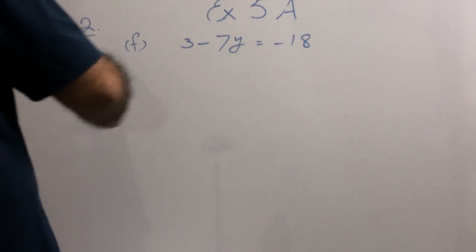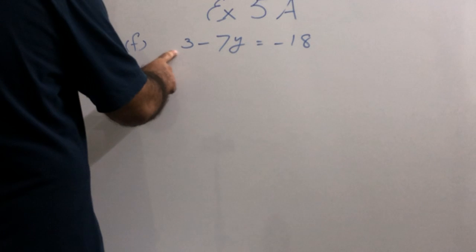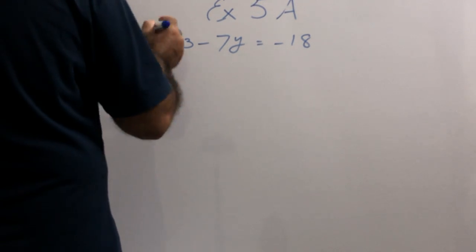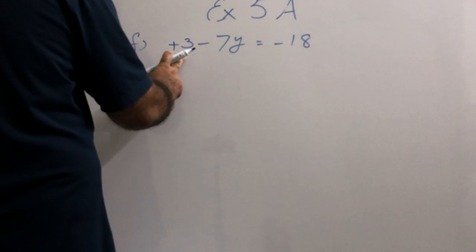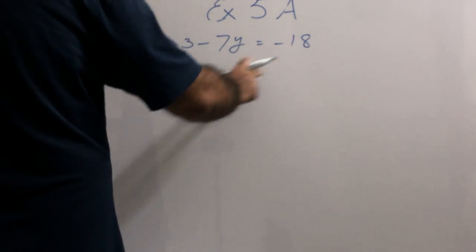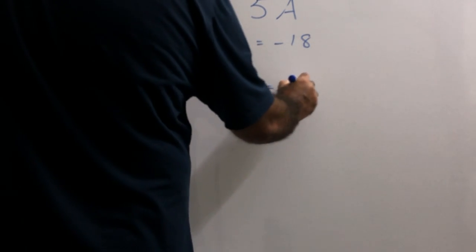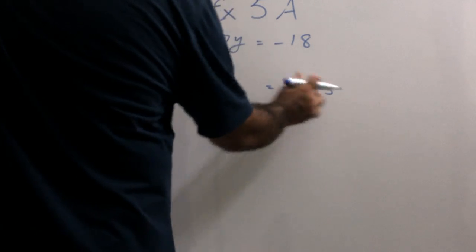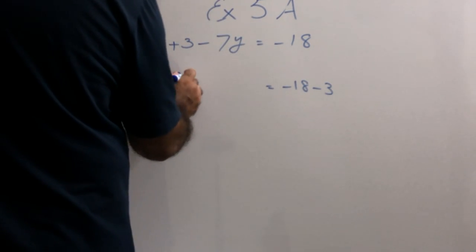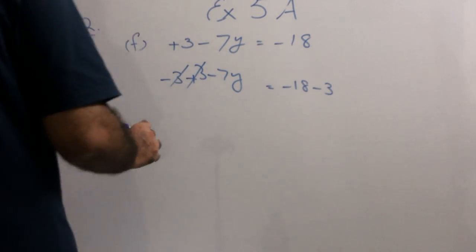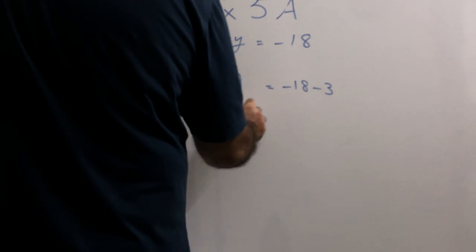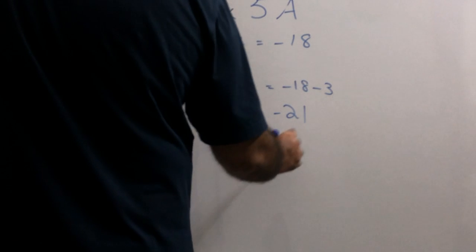Here, to find the value of y, first we need to get rid of this 3. Remember again, it is plus 3. To remove plus 3, we will be doing minus 3 on both sides. It will be minus 18 minus 3. This is minus 3. Here we will do minus 3 plus 3 minus 7y. By this way, this will be cancelled out. We are left with minus 7y is equal to minus 21.